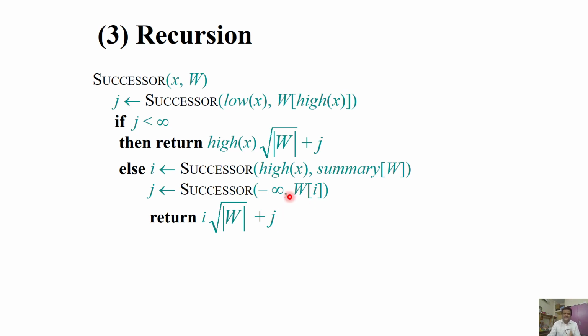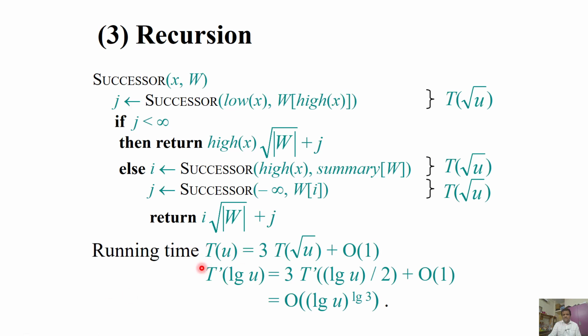So, we use minus infinity, and once we get that value we return it as i times root u over of this order of w. This is basically u in our notation plus j. Now, there are 3 calls over here. That is why T(u) = 3T(root u) plus something, but we want only one call, because we want this to be log u.